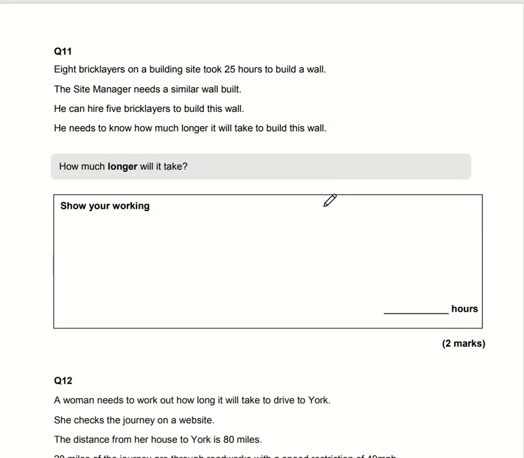Question number 11. So 8 bricklayers took 25 hours to build a wall. So let's just write that. So 8 people equals 25 hours. So the site manager needs a similar wall built, and he can hire 5 bricklayers to build the wall. Okay, so if it takes 8 people 25 hours, how long will it take 5 people?